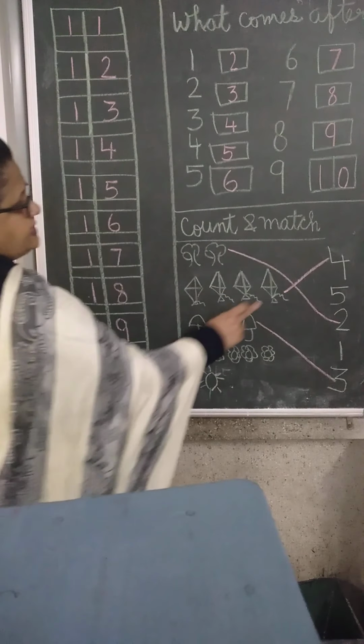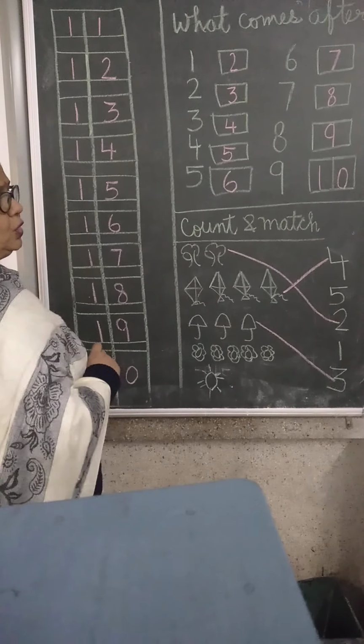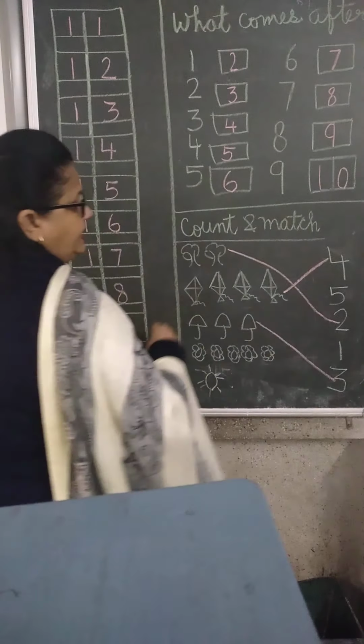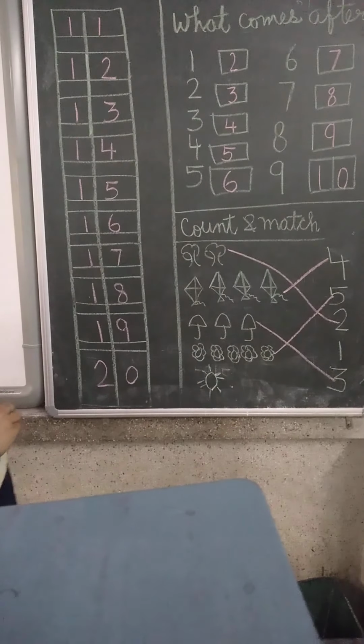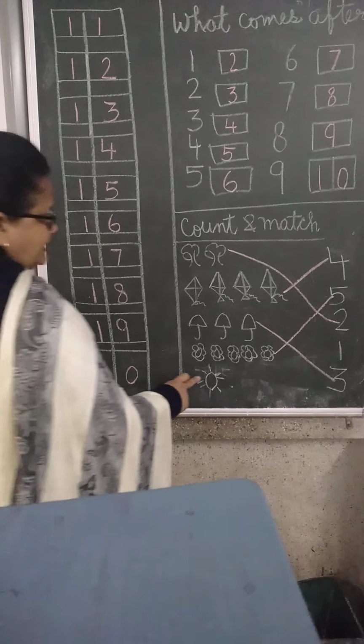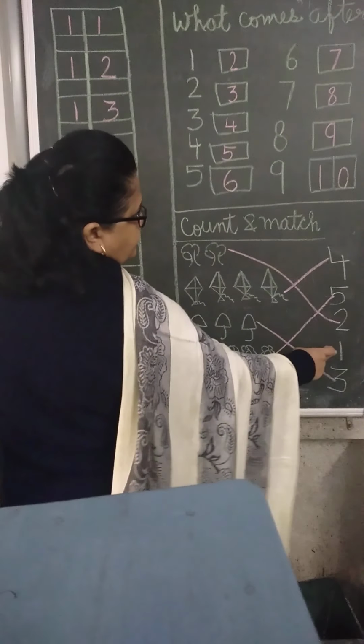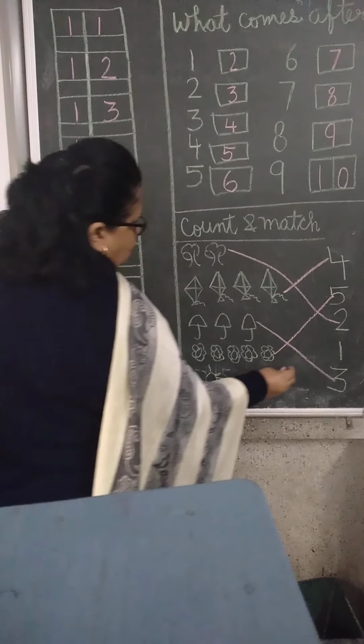1, 2, 3, 4, 5. This is 5? No. This is 5? Yes. So we have to match. And one sun. सब कुछ match हो गया. सिर्फ one बचा. So 1.